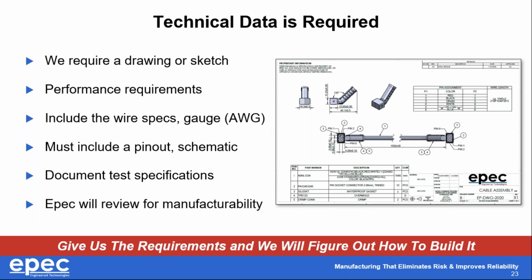In addition to some type of drawing or sketch, we need to know the performance requirements and really what you're trying to accomplish with this cable assembly. The spec or design should include the wire specs, a wire gauge if one's been defined, and some kind of pinout or schematic of the assembly.